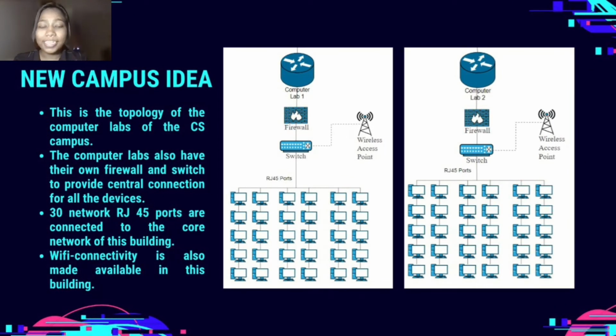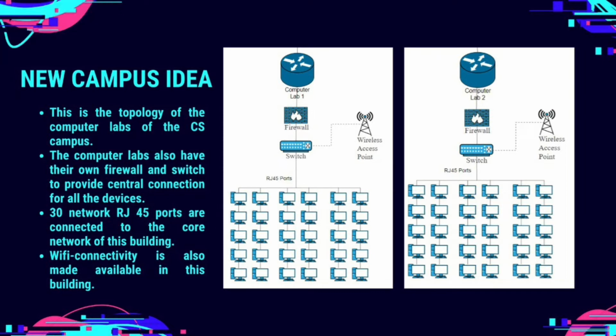Finally, this is the topology of the computer labs of the CS campus. 30 network RJ45 ports are connected to the core network of this building. Wi-Fi connectivity is also made available in this building.